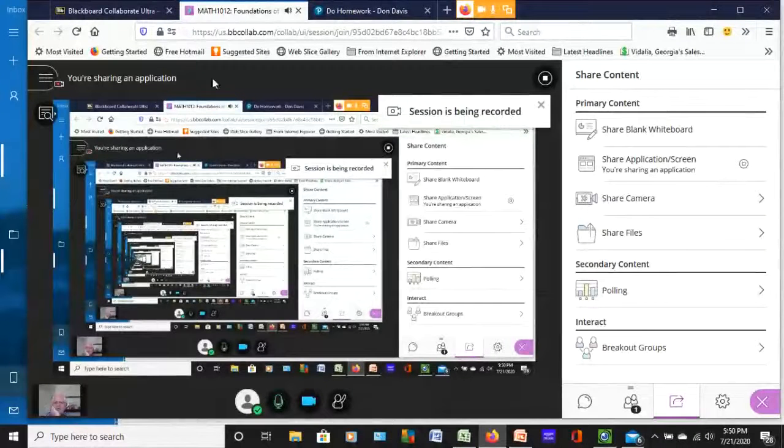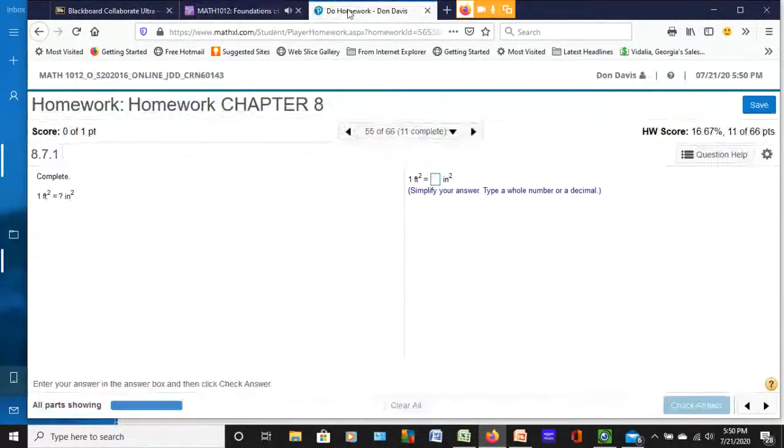Okay, so here's a problem from Chapter 8, Section 7. Take a look at it for a second, and I'm going to jot it down over here. It's an area problem. The unit of measure is area. How do I know that? Because it says feet squared, inches squared.